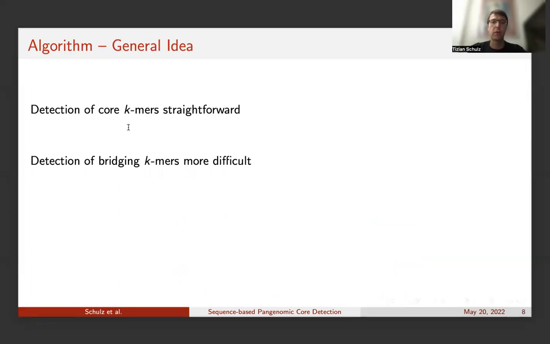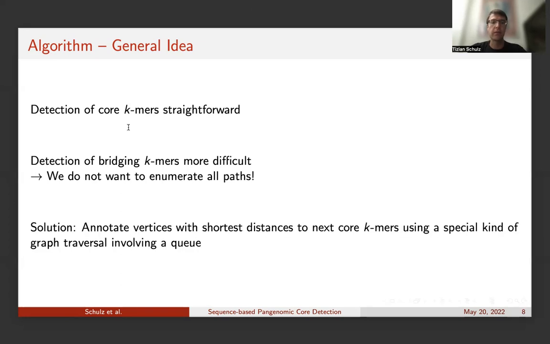What we could do is try to enumerate all the paths in our graph that connect 2 core k-mers and then check their lengths. And if the length is short enough, then we could mark all the k-mers on that path as bridging. However, this is something that we don't want to do. We definitely don't want to enumerate all the paths in our graph, because there might be an exponential number of them. Luckily, we don't need to do this. If we use a special kind of graph traversal in which we annotate every vertex with the shortest distances to the next core k-mers, we can avoid the enumeration of all the paths.